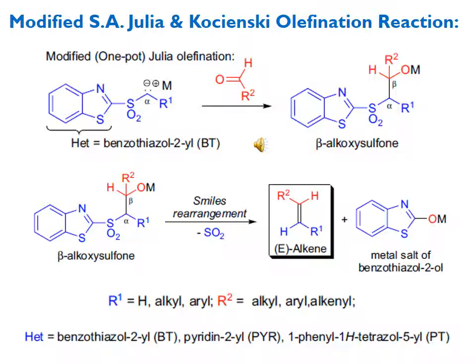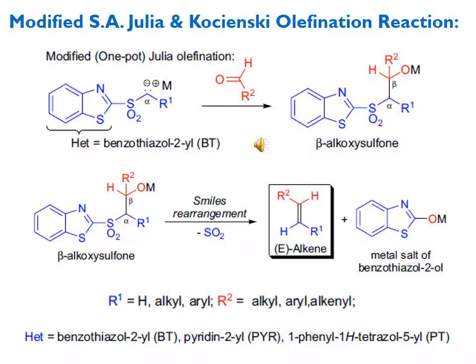This is the overall reaction, which is one part synthesis modified by Julia and further worked on by Kocienski, olefination. Here you can see the heterocyclic aryl sulfone is first converted into alpha metallated form, then it is reacted with aldehydes or ketones to form beta alkoxysulfone. Here you can see why it is termed beta: the alpha position and beta position, at the beta position this group is present, so it is named beta alkoxysulfone. Beta alkoxysulfone is further converted into the alkene through Smiles rearrangement.